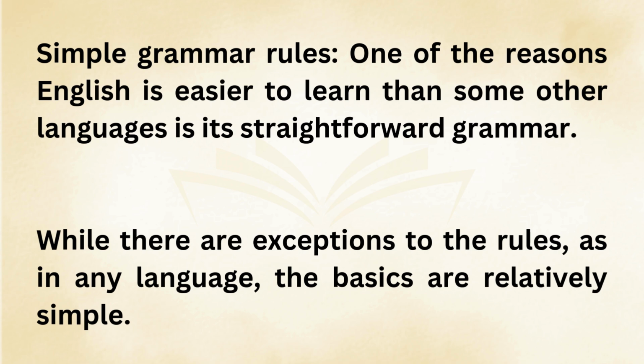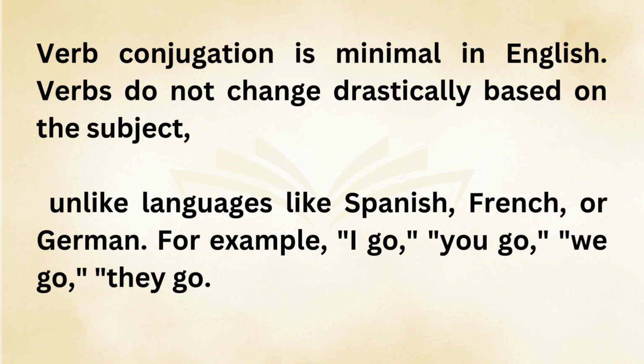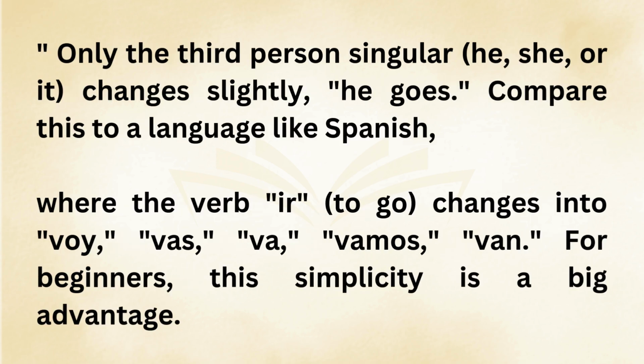Simple grammar rules. One of the reasons English is easier to learn than some other languages is its straightforward grammar. While there are exceptions to the rules, as in any language, the basics are relatively simple. Verb conjugation is minimal in English. Verbs do not change drastically based on the subject, unlike languages like Spanish, French, or German. For example, I go, you go, we go, they go. Only the third person singular, he, she, or it, changes slightly: he goes.